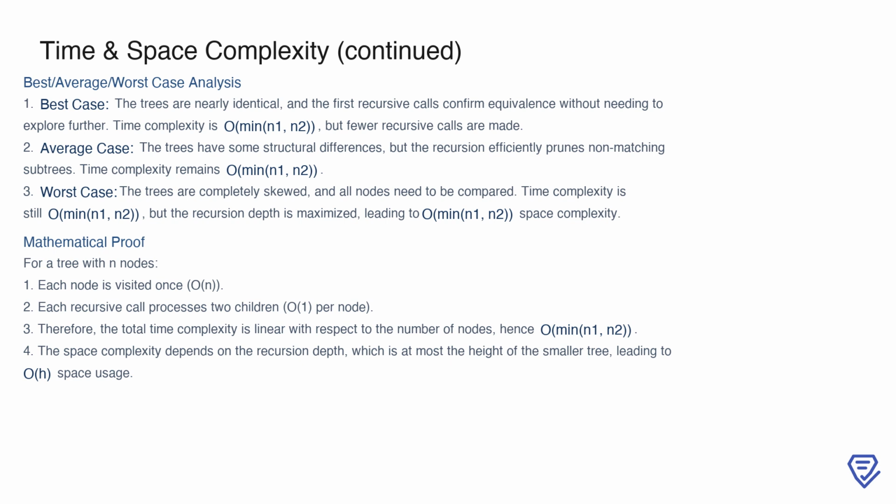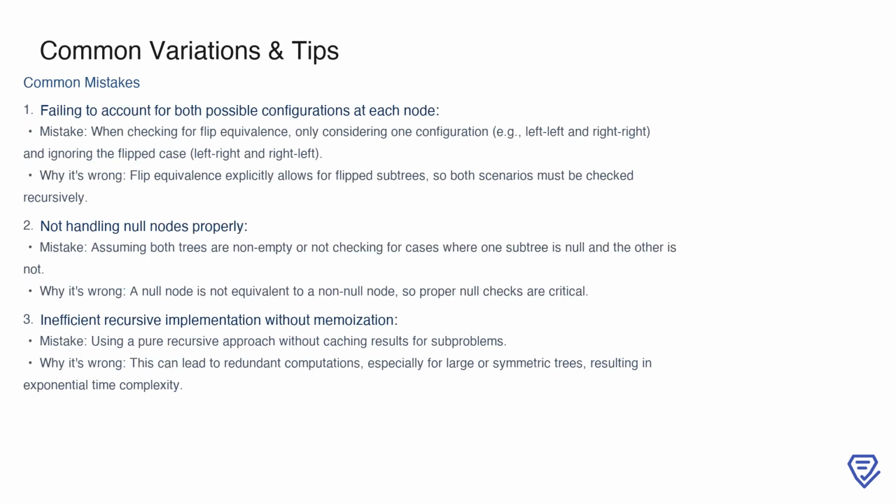The space complexity, however, is directly influenced by the height of the smaller tree, confirming its dependency on the tree's structure. When working with flip-equivalent binary trees, there are a few common mistakes to watch out for. First, one of the biggest errors is failing to account for both possible configurations at each node. Flip equivalence means that subtrees can either be in their original order, left and right, or flipped, where left connects to right and vice versa. Ignoring the flipped case will lead to an incorrect implementation since both configurations need to be checked recursively.